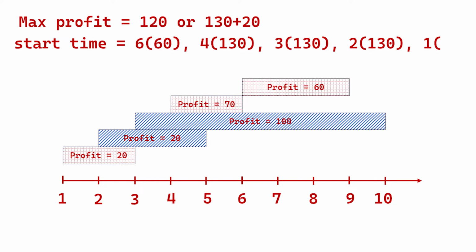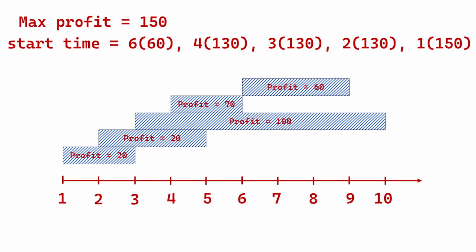The second one that we have is 4 to 6 plus 6 to 9. So if we consider the start time at 4, which we have already calculated, which is 130 as you can see, if we add 130 plus 20, it will be 150. So out of 150 and 120, 150 will be the maximum, obviously. And so the total profit that we reach without having any overlapping intervals will be 150 for this problem.